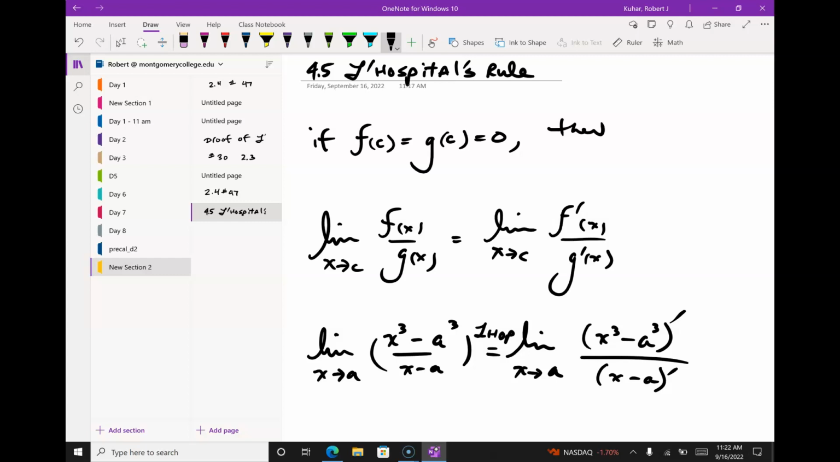Oh, in 4.5. If you read 4.5, it'll show you all the indeterminate forms. We're only going to do 2 this semester. 0 over 0 today. Infinity over infinity on Monday. And Calc 2, you'll do all the other ones.